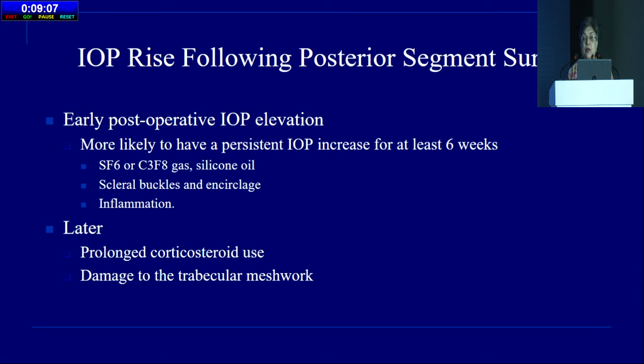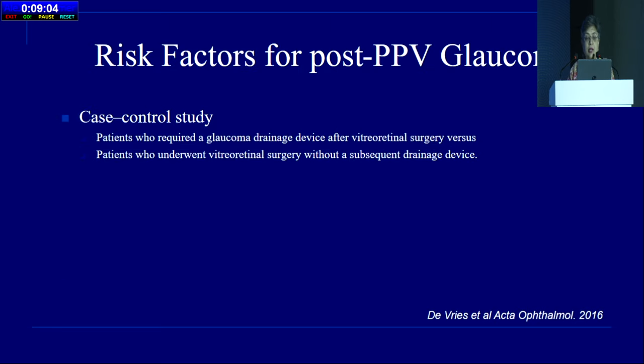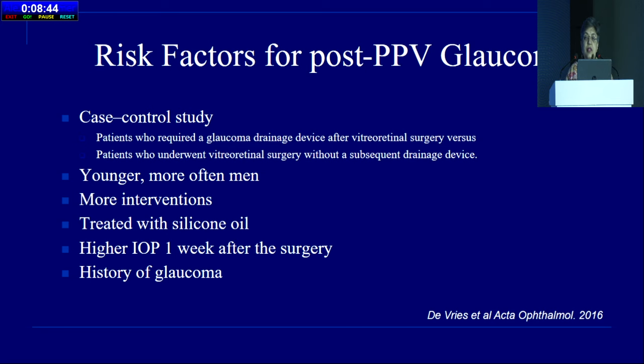And damage to the trabecular meshwork because of the PPV or because of the primary problem. So for the risk factors for post-PPV glaucoma, there's this nice case control study you can go through. Patients who required a glaucoma drainage device after VR surgery versus patients who underwent VR surgery without a subsequent device. They found that the ones who required a drainage device, which is the ones who had recalcitrant glaucoma, were younger, more often men, had more interventions, were treated with silicone oil, had a higher intraocular pressure 1 week after surgery, and also had a history of glaucoma.